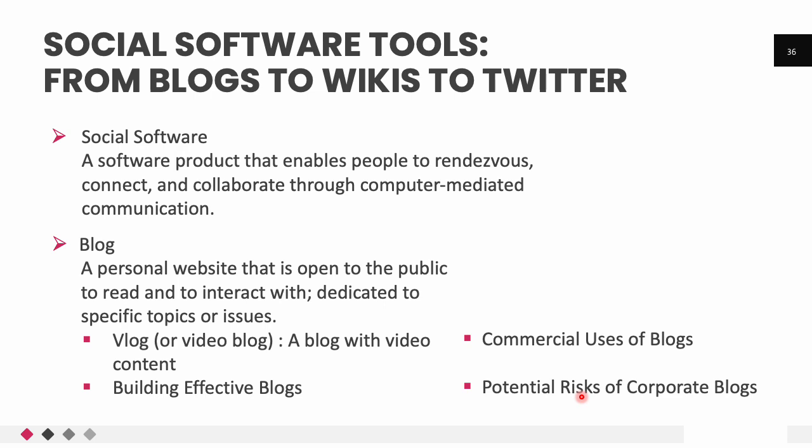And the last one, it's the potential risks of corporate blogs. Okay, so this reminds us that blogs can be great for businesses, but there are also downsides. For example, a company blog may accidentally share sensitive information, or negative comments from the public could create a public relations issue if not managed well. So, in essence, these slides introduce the idea of social software as a tool for connection and collaboration online.